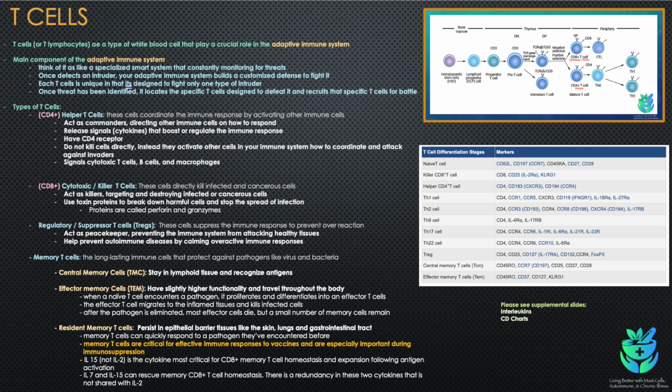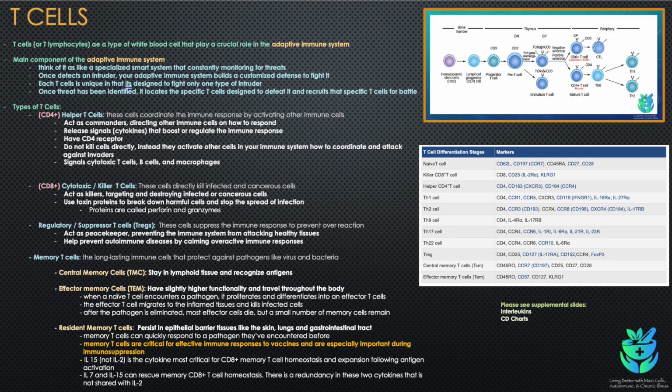When a naive T cell encounters a pathogen, it proliferates and differentiates into an effector T cell. The effector T cell migrates to the inflamed tissue and kills infected cells. After the pathogen is eliminated, most effector cells die, but a small number of memory cells remain. And resident memory T cells persist in epithelial barrier tissues like the skin, lungs, and gastrointestinal tract. Memory T cells can quickly respond to a pathogen they've encountered before. Memory T cells are also critical for effective immune responses to vaccines and especially important during immunosuppression.